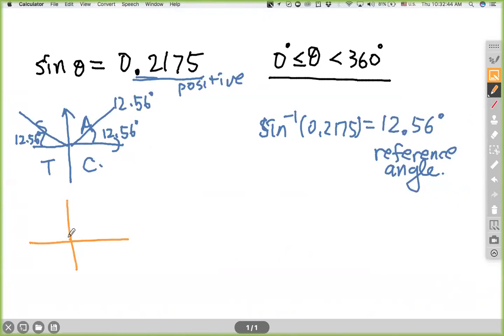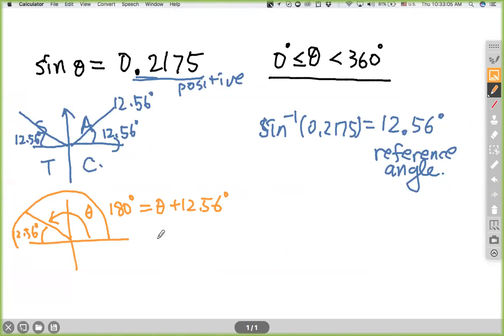For the second quadrant angle, just think about it. In the second quadrant, this is what we want. Let's call this theta. And this angle here is 12.56. Notice that these two angles make 180 degrees. 180 degrees is the sum of the two angles, theta and 12.56. So solve this equation: theta equals 180 minus 12.56. And this should give you 167.44 degrees.